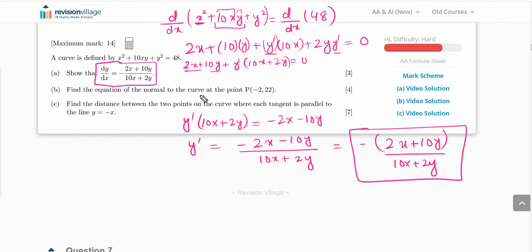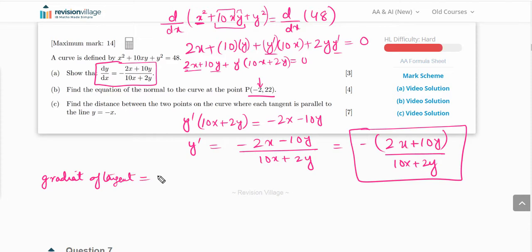Now it says find the equation of the normal to the curve at this point. So it's quite simple. We have found the derivative, so we will put the values into the expression, and we'll get the derivative, which is the gradient of the tangent. So let's find out the gradient of the tangent to the curve first of all.